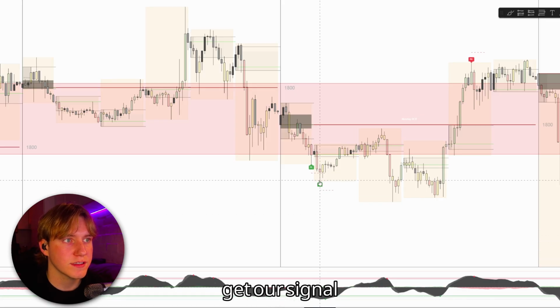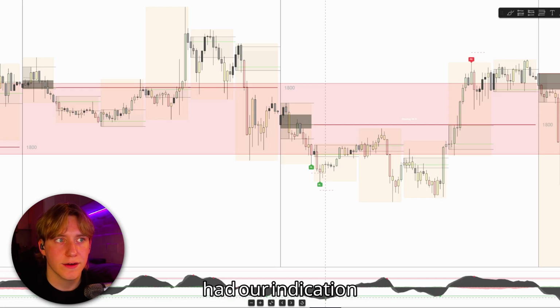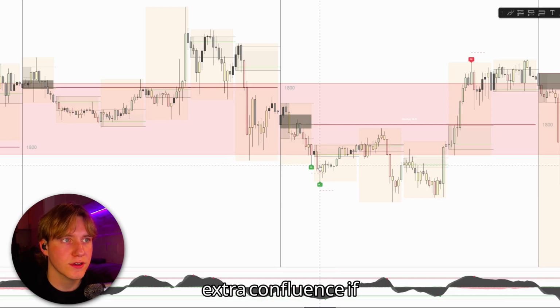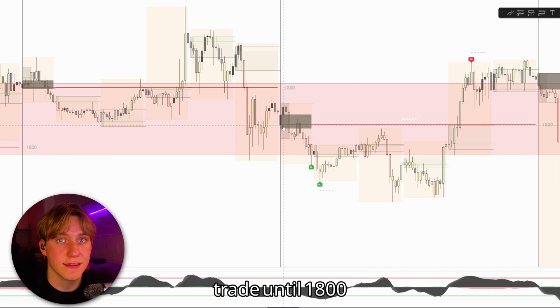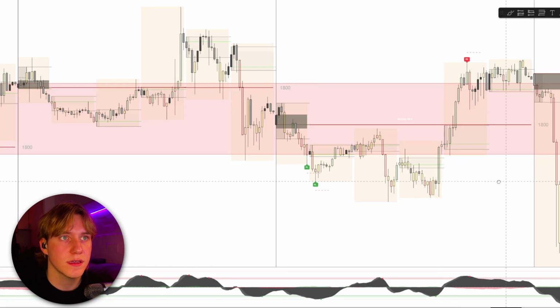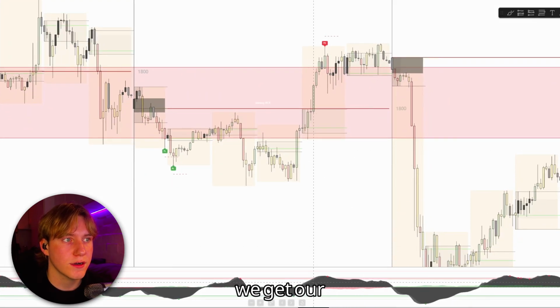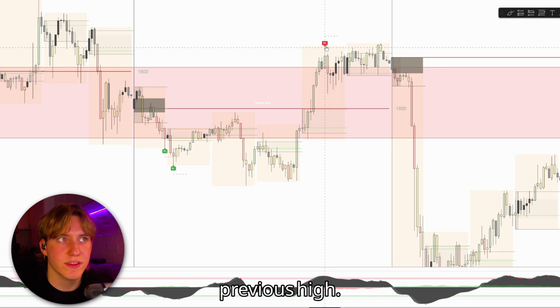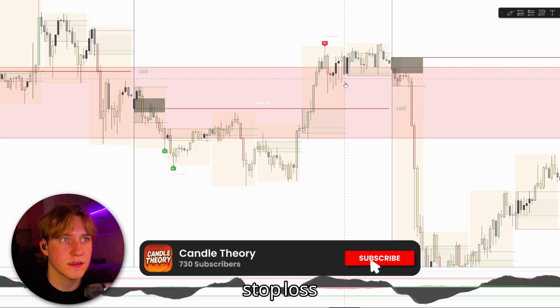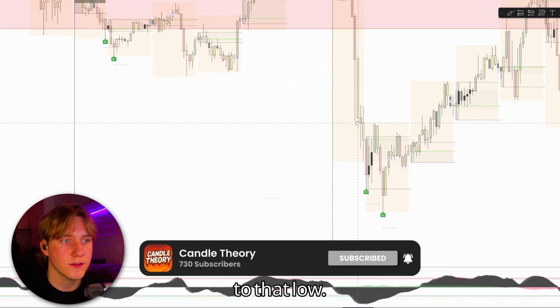Here we get our signal again. And I believe 1 or 2 candles later, we then had our indication for a buy. So that's just extra confluence if you wanted to take that for 30, 40 ticks up until that 1800 profile. Remember, we're only trading until 1800 profile as our drawn liquidity. And then we can see once we get our next signal for a sell, it matches up with our previous high. There's our stop loss, and we can travel all the way to that low.